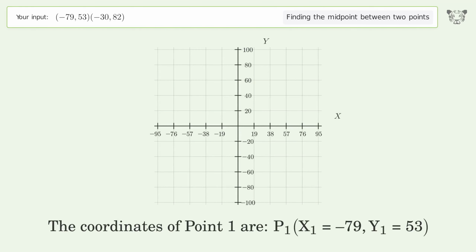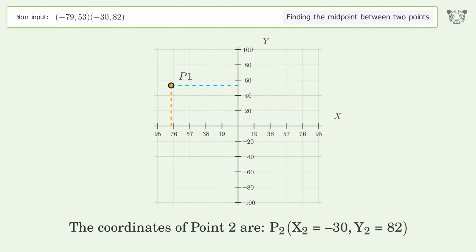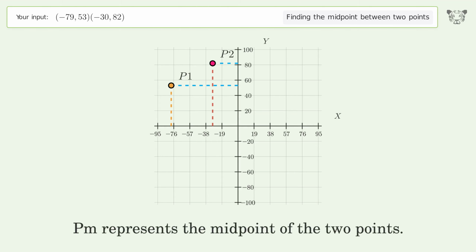The coordinates of point 1 are x1 equals negative 79, y1 equals 53. The coordinates of point 2 are x2 equals negative 30, y2 equals 82. PM represents the midpoint of the 2 points.